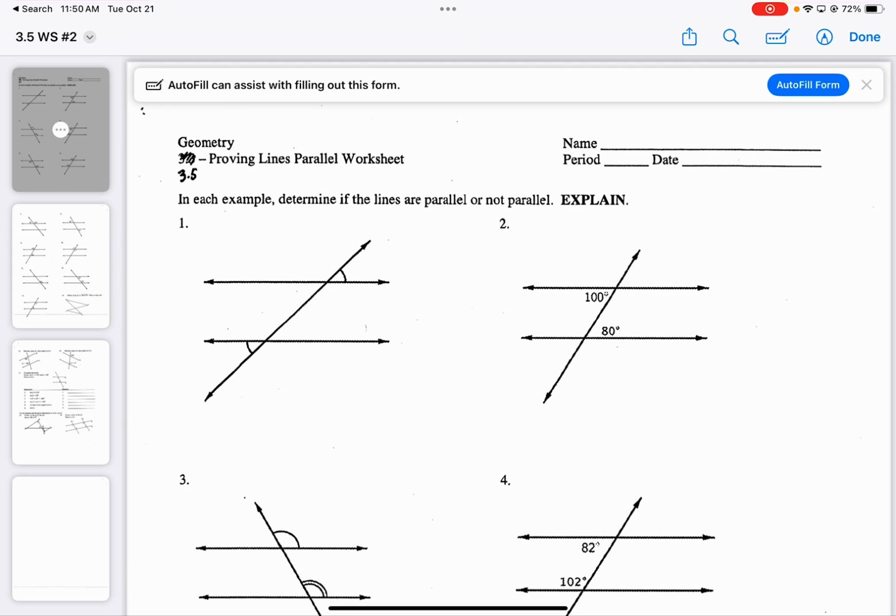And what about that one? The 7. Would it be linear or supplementary? 7's a linear pair, and they are indeed supplementary because they do add up to 180. However, it doesn't tell you anything about that bottom line at all. So I can't say that those lines are parallel. This only tells me information about that line, so it's not parallel. Not enough information on the bottom.